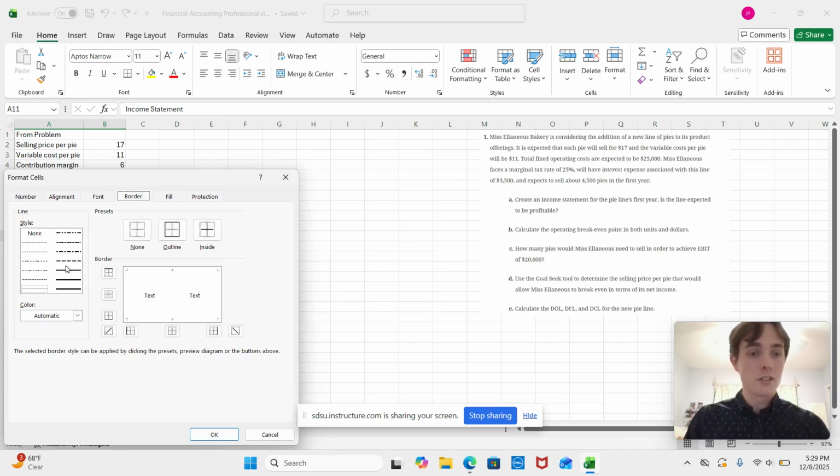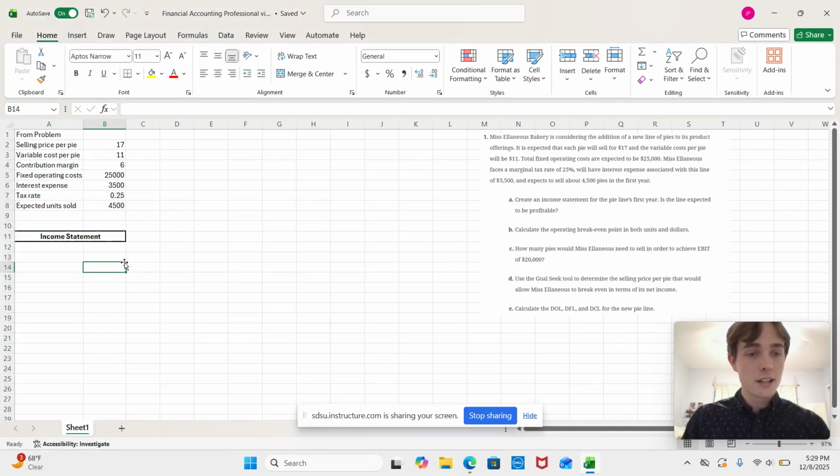And then we want to border the cells. So I like doing this one right here. And then we're just going to click outline just like that. So then your cell will look like this.